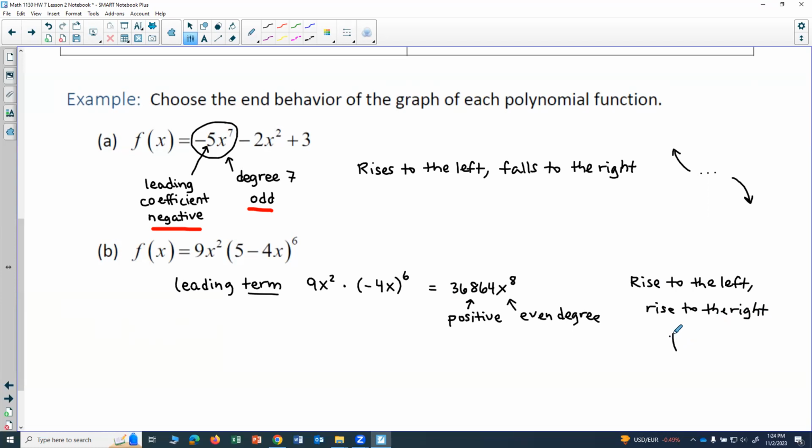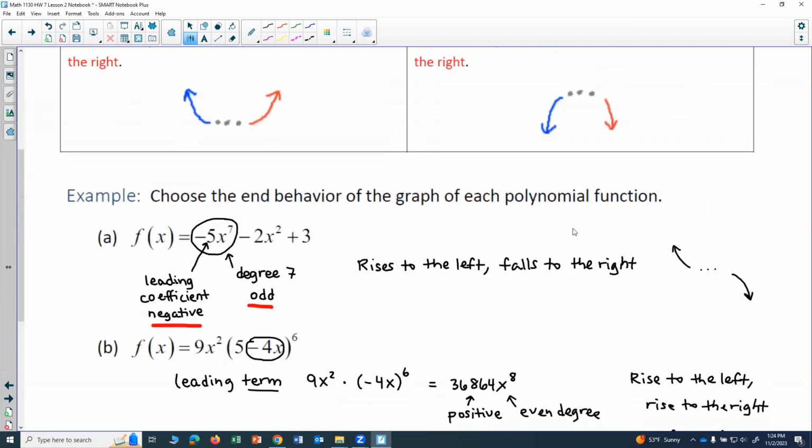So it'll go like that. I don't know what's going to happen in there. Could have lots of local maxima and minima. But what I do know is the ends will eventually go up in both directions. Notice I did not try to multiply this whole thing out. All I did was I looked at the leading term within the parentheses and raise it to that power. And then I had to multiply by any other factors that I had as well.